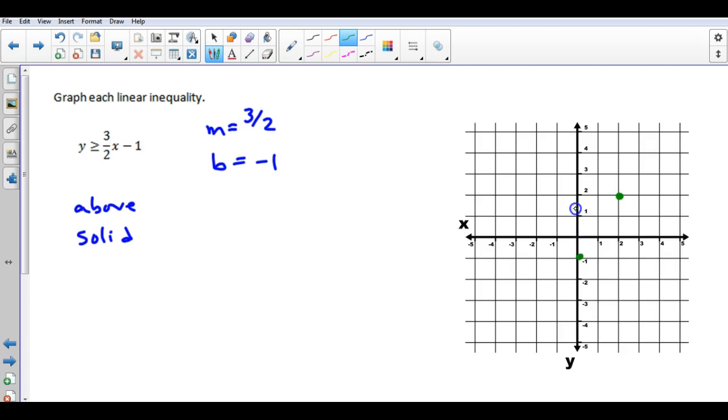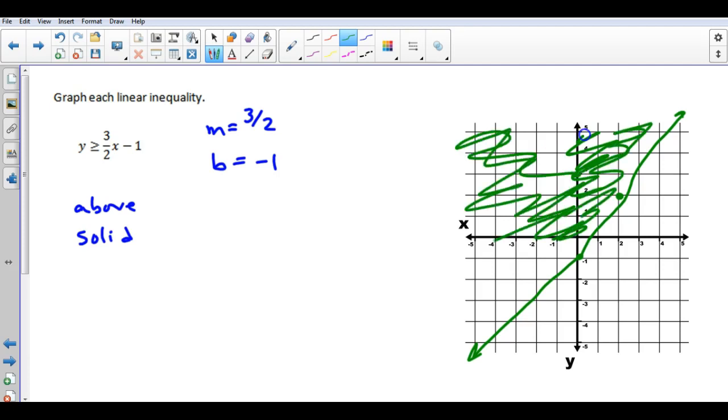So now I have my 2 points. I can connect them with a solid line. That's a really, really crummy line. Just pretend it's straight. And we're going to be shading above that. So what that means, kind of look where it crosses the y-axis. All the values above that are going to be included. So what you do is you shade all of these points.